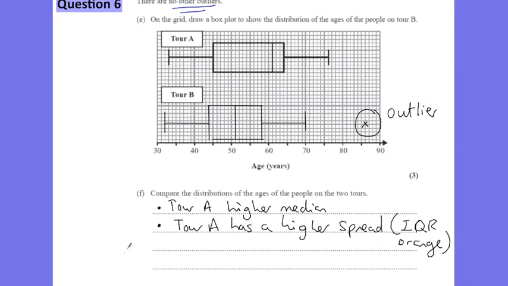Other things that will be accepted are things in relation to the skew. We can see here that A has a negative skew. Q2 is nearer to Q3. So A has a negative skew. And we can see here in tour B that the median is in the middle. So B is a symmetrical skew. And that would be another comparison between these two tours.